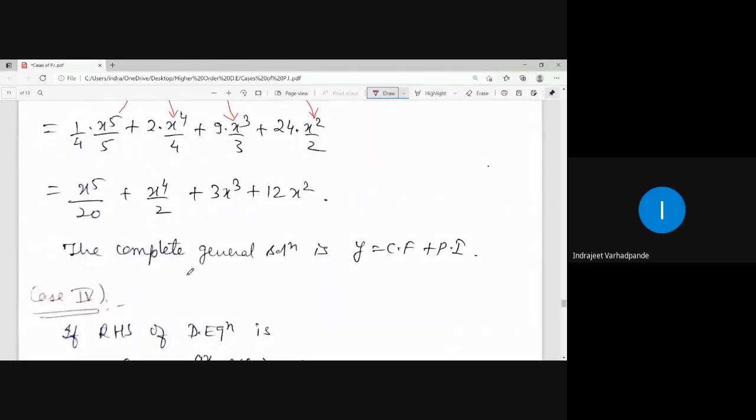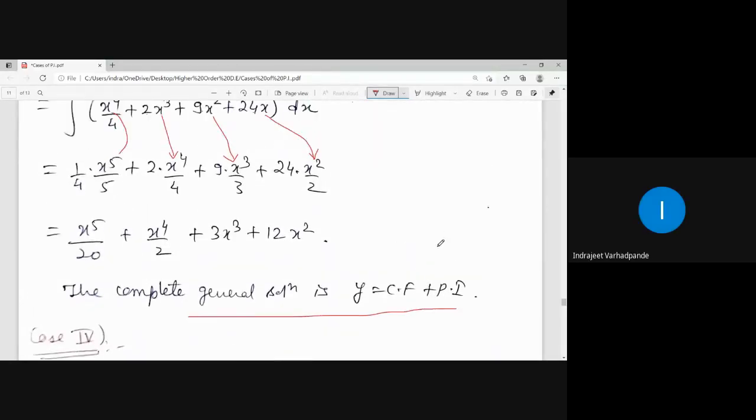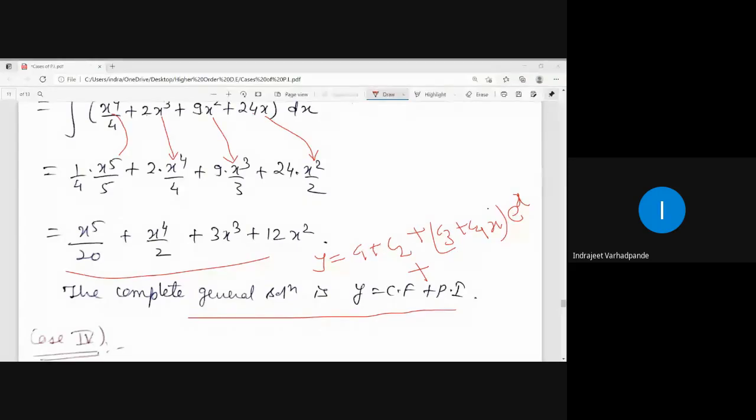So the final answer will be given by y is equal to complementary function plus particular integral. I have written just y is equal to CF plus PI. You will write down y is equal to (c1 plus c2x plus c3 plus c4x) whole multiplied by e to the power x, plus this particular integral as a whole, right?